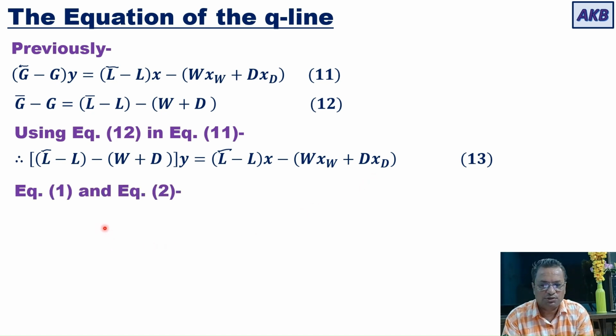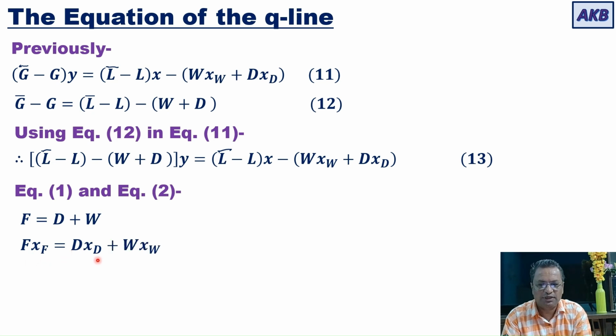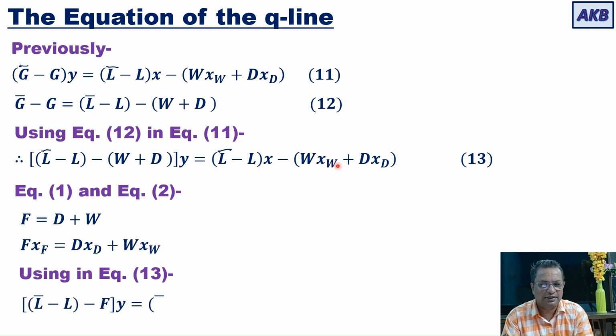Okay. So now just remember what equation 1 and 2 are. Equation 1 is F is equal to D plus W. So we can use that over here. And equation 2 is FxF is equal to DxD plus WxW. So we can use that over here. Okay, so when you use it, you get the resulting equation. So we are going to use equation 1 and 2 in equation 13. So you get L bar minus L minus F into y, that is equal to L bar minus L into x minus F into xF.